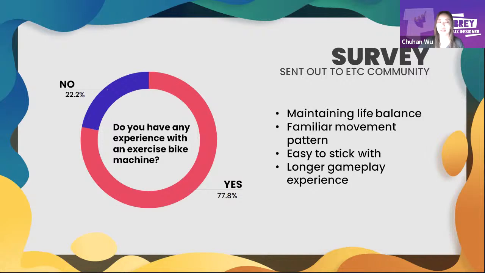And based on that, we picked one of the most common exercise equipment shown in the survey, the bike machines, and dug deeper into people's feelings about it. First, since nearly 80% of people had experience with exercise bike machines, we don't force them to learn from scratch. People who use exercise bike machines use them for more than 20 minutes each time. So we need to consider a longer gameplay experience with the exercise bike.